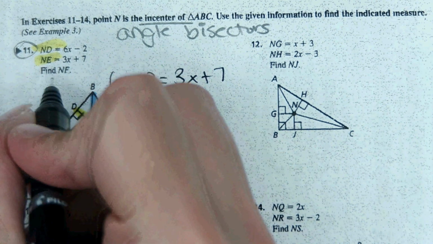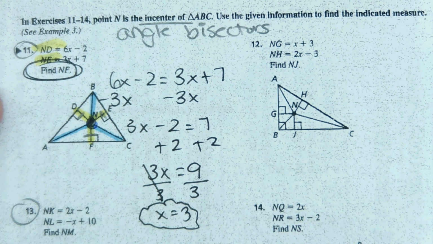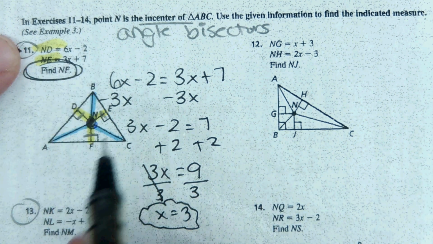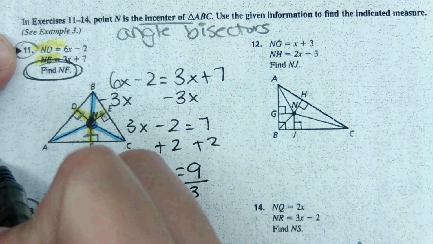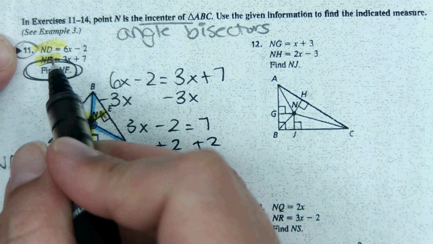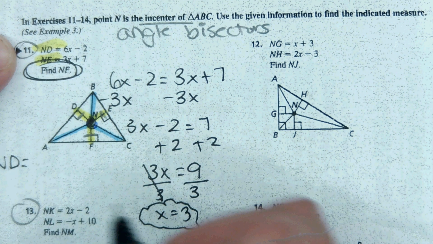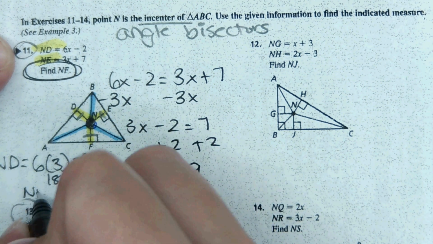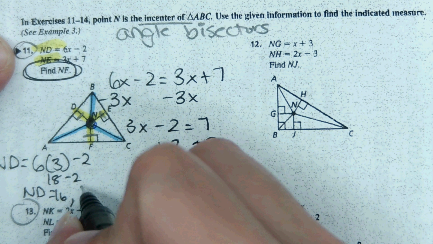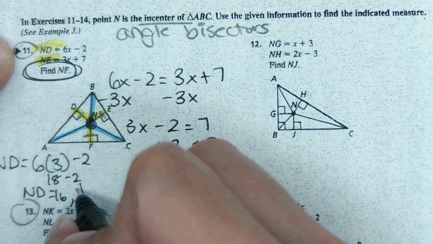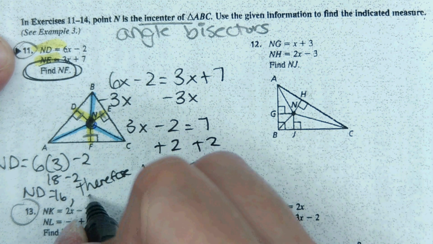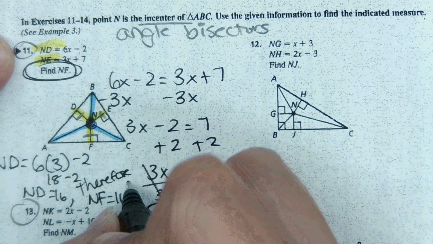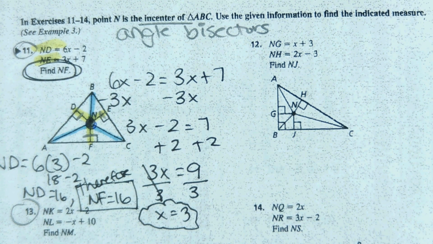On your homework, x equals 3 would actually be in the answer bank, but it's not what it's looking for. It's looking for the length of NF, which is one of the yellow segments. It didn't give us an expression for NF, but since all the yellows are equal, we can solve for, for example, ND, and then that answer will be the same as the length of NF. So ND is 6x minus 2, so I'll do 6 times 3 minus 2. ND is 16. Therefore, NF is 16 as well, which is what it's looking for.